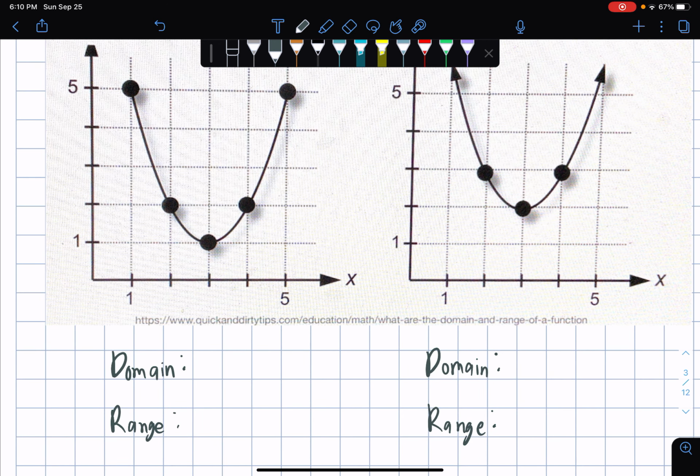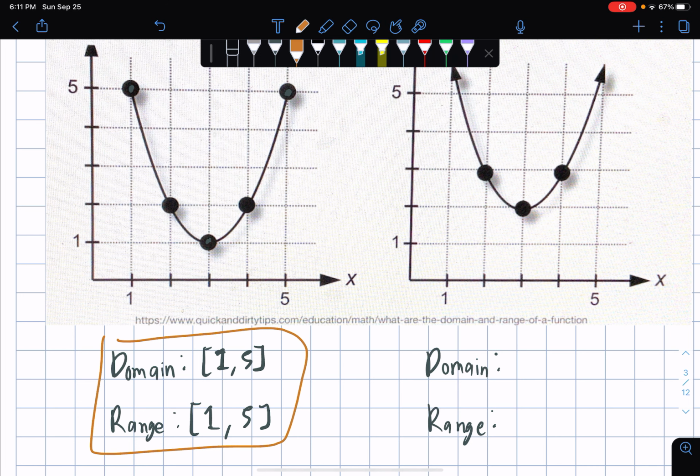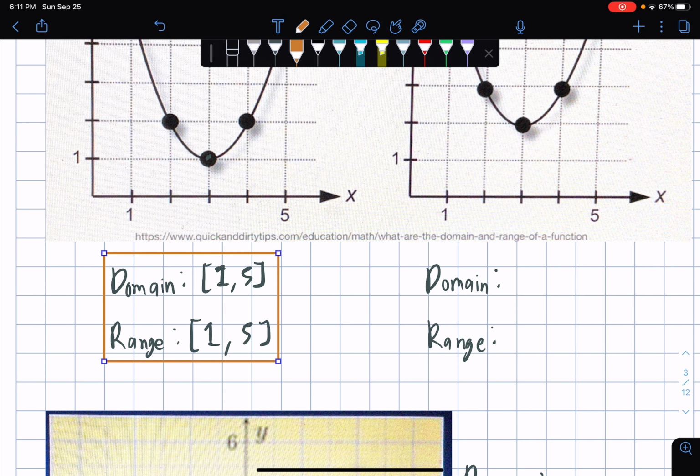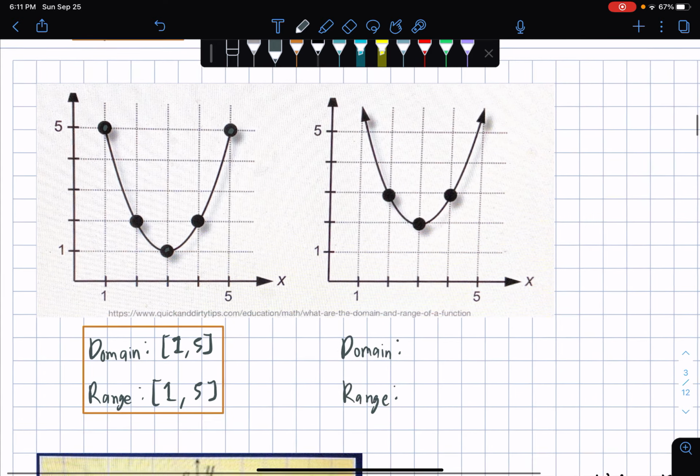Right, for the domain, there are no arrowheads, so the quantities are limited. Obviously, we'll be using brackets to encase these constants or integers. So here at the very west, it's positive 1. At the very east, it's positive 5. For the range, the very south is positive 1. The very north is positive 5. So I don't think it's a coincidence that the domain and range had the same values. I don't know.